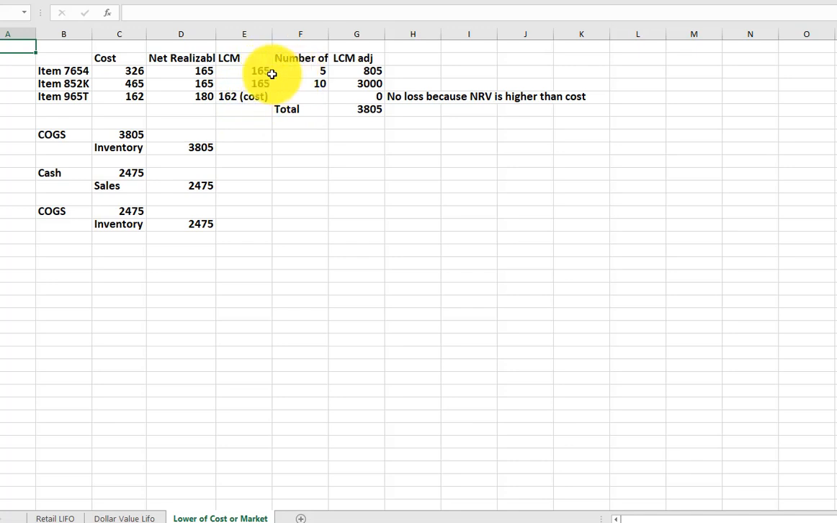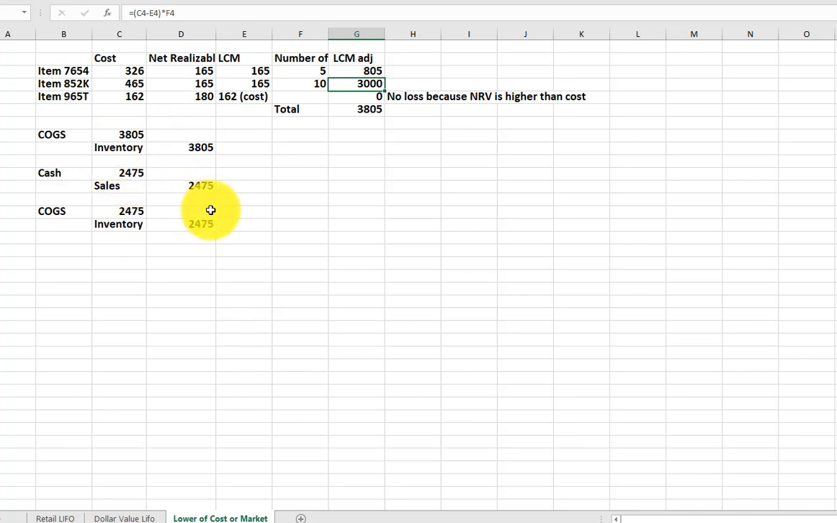But on these two, we have a loss, if you will. The difference between the original cost and its new net realizable value. We multiply that by the number of items, because each item we actually are down by this difference. And we get 805 for this item and 3,000 for this item. We can do them together. We can do them separately. Doesn't matter. 3,805 is our total adjustment for lower of cost or market. The journal entry is generally a debit to cost of goods sold and a credit to inventory.